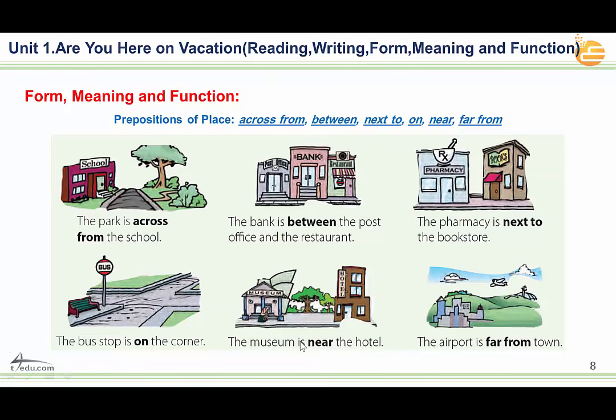Okay. The museum is near the hotel. This is the museum. This is the hotel. Okay, so it's not next to, because the hotel is not here. This is a space. There's nothing here. So we can say near. It's not far.